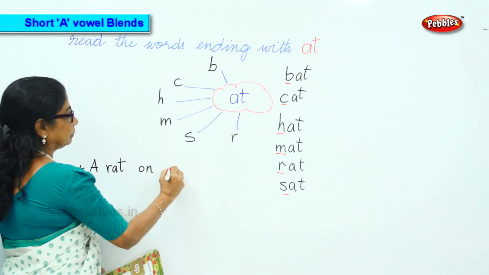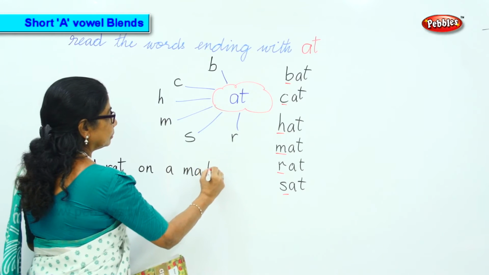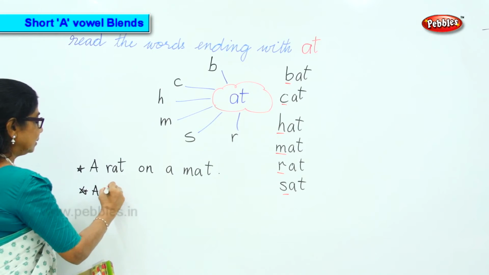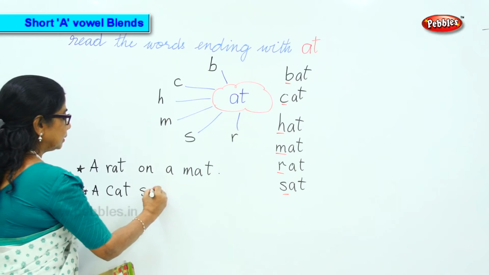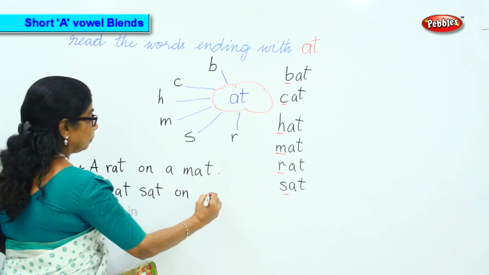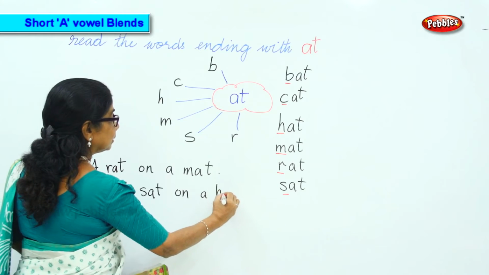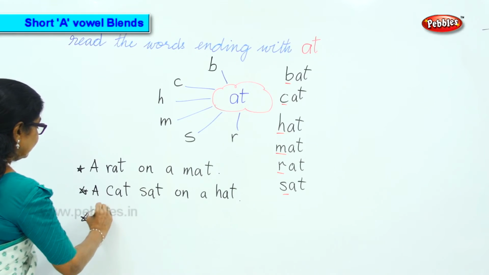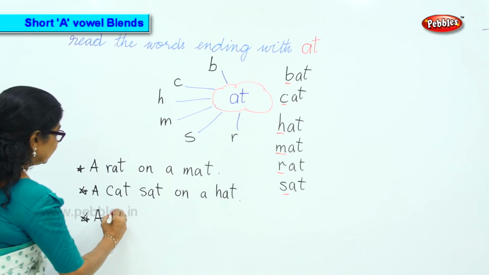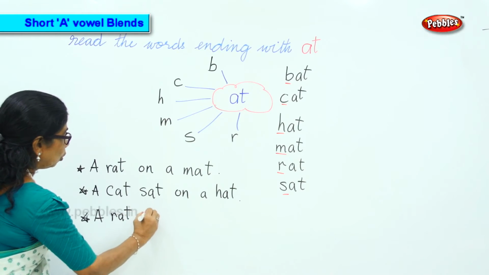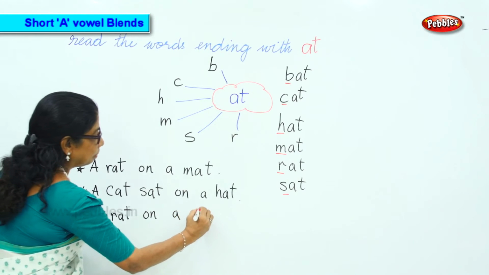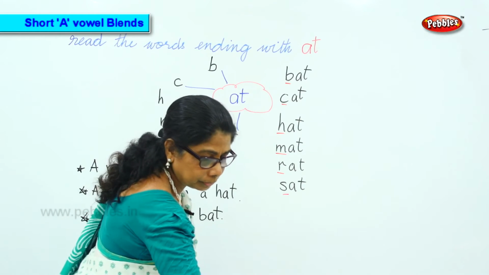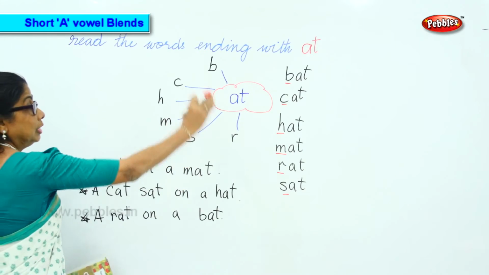A rat on a mat. A cat sat on a hat. A rat on a bat. Like that, you can create a lot of sentences, thinking where these words will fit in.